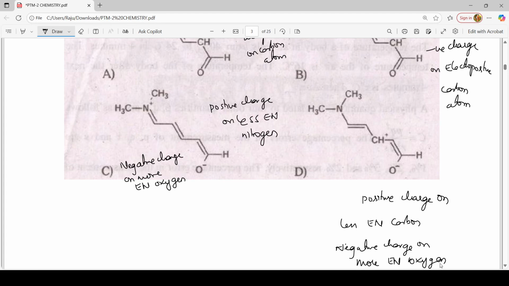Students, option C and option D. So how can we differentiate? In option D, on the carbon there are only 6 electrons, but in option C, the nitrogen atom has 8 electrons. The oxygen also has 8 electrons. It satisfies the octet configuration, with negative charge on the more electronegative oxygen atom and positive charge on the less electronegative nitrogen atom in this resonating structure. So option C is the most stable resonating structure.